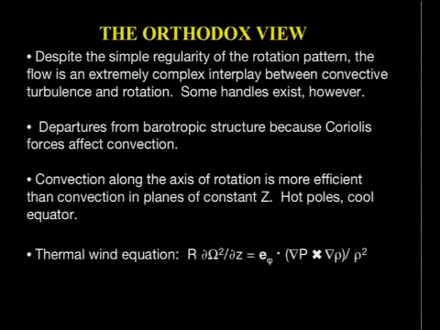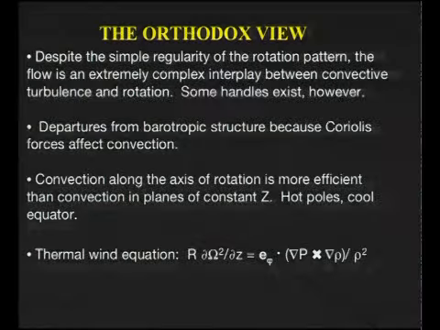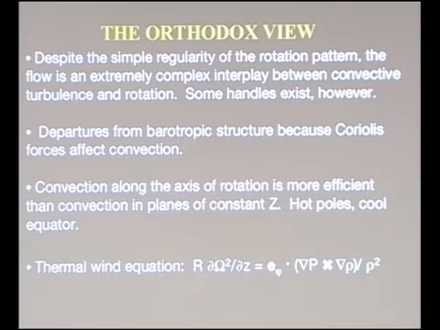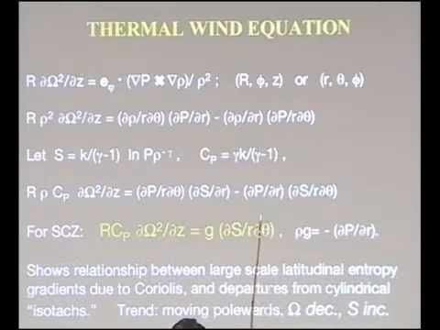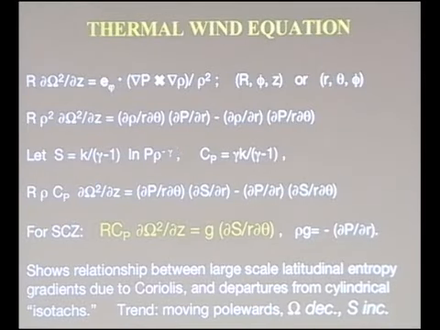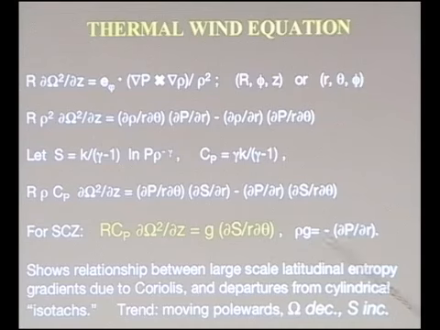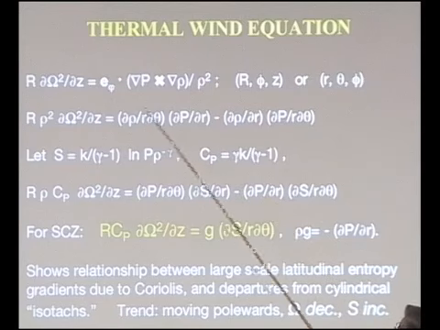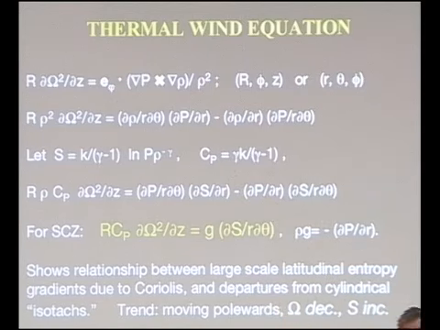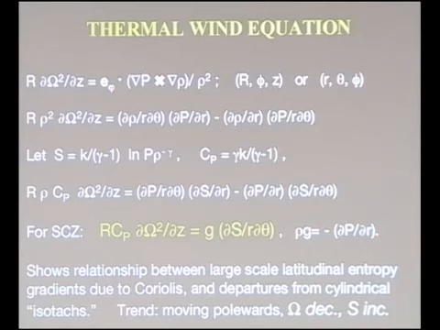So this can also be seen more quantitatively in what is known as the thermal wind equation. The thermal wind equation in this context is simply the vorticity equation. This is the azimuthal component of the vorticity equation. I want to take a second to look at that in some detail because it's going to play an important role in what I'm going to describe.